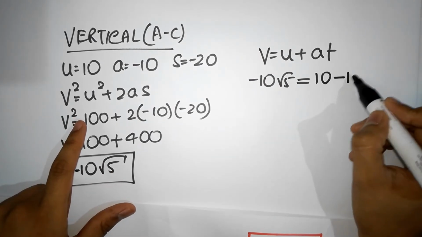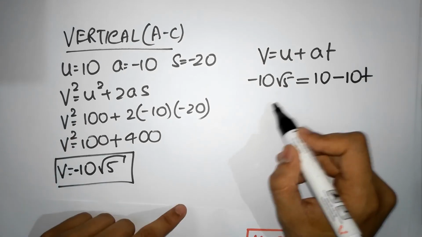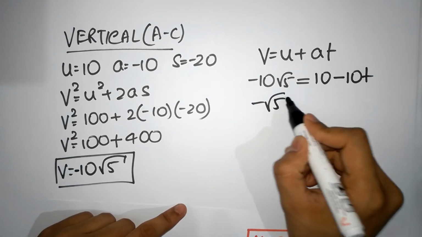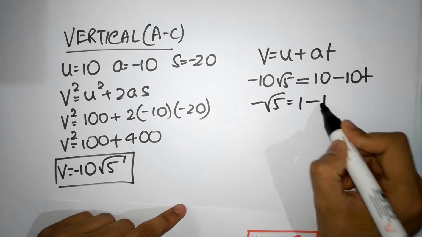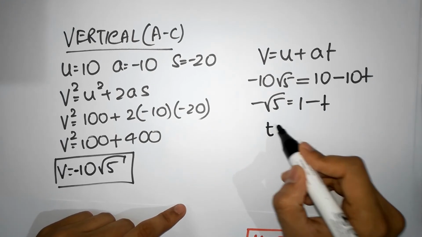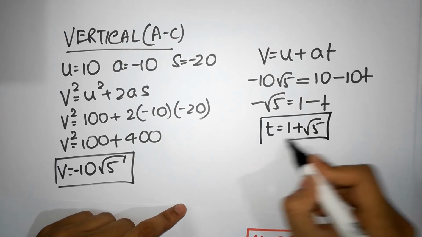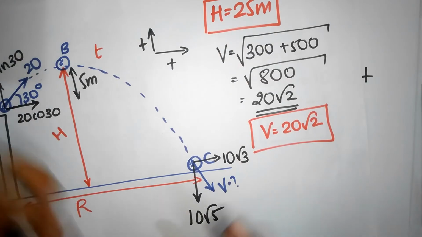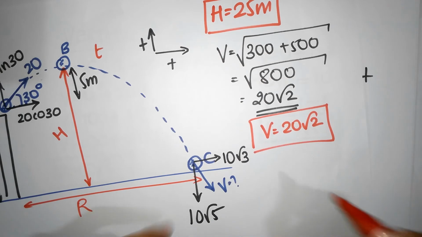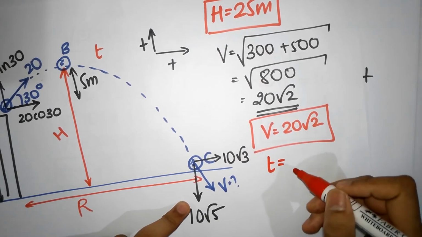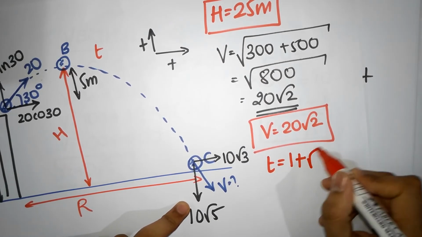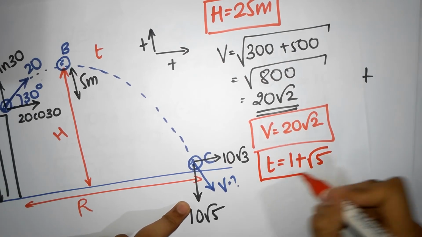Plus 10 minus 10t. So minus root 5 is 1 minus t. And you can bring t on that side. You get 1 plus root 5. There we have it. We have now found the time of fall. There it is. It is 1 plus square root of 5.